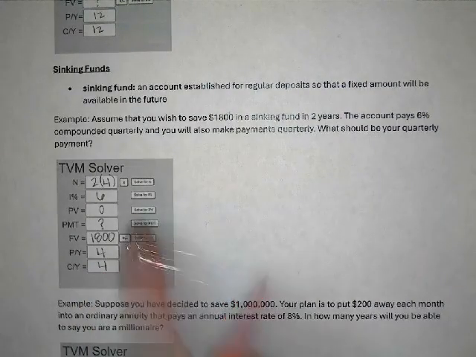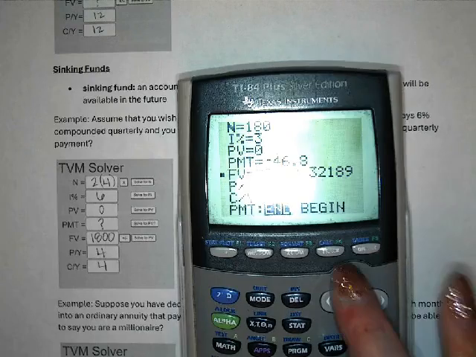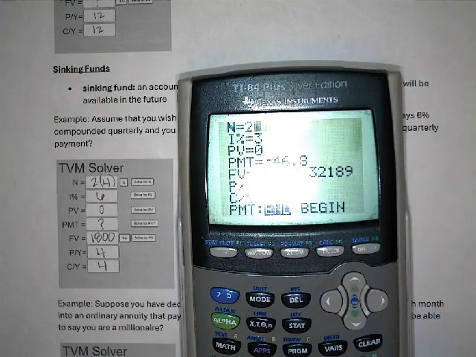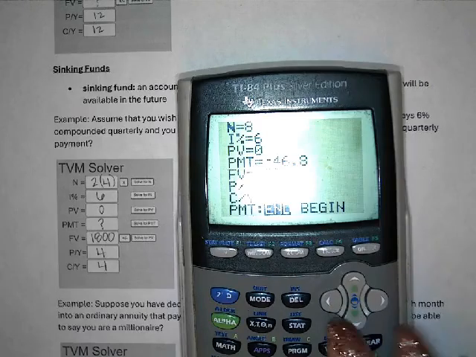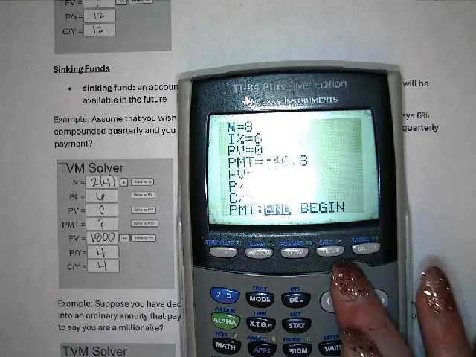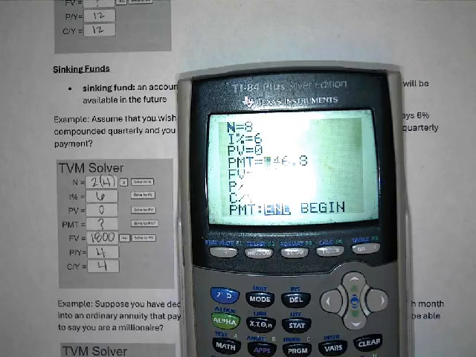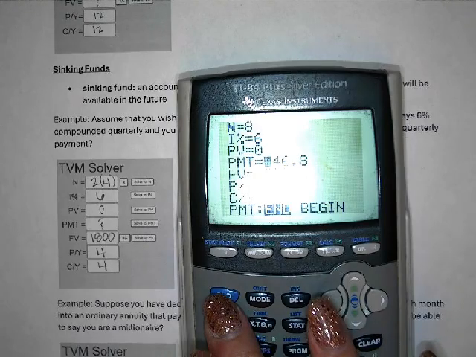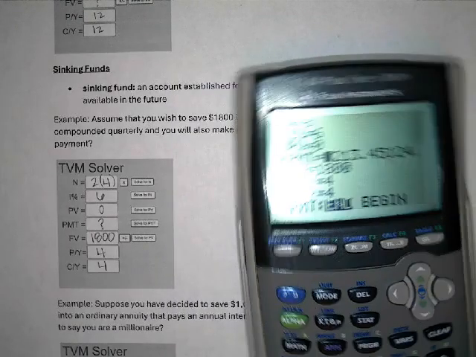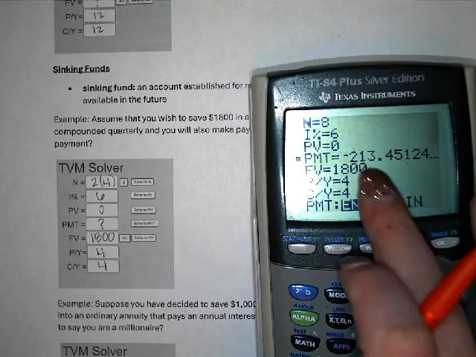I'm going to go ahead and do it on here. 2 times 4, 6, 0, I don't know yet, 1,800, 4, 4. Okay, the payment is what I want, so I'm going to hit the green button and then enter. So my payments would be $213.45.